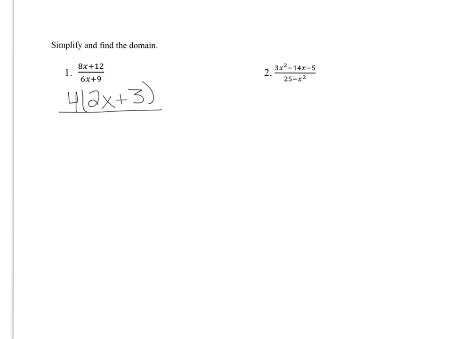And I can do the exact same thing from the bottom. Out of 6x plus 9, I could take out a 3, leaving me once again with 2x plus 3. I can now reduce, because 4 is connected to that 2x plus 3 by multiplication, and 3 is connected by multiplication, I can reduce out that 2x plus 3, leaving me with our final answer of 4/3.